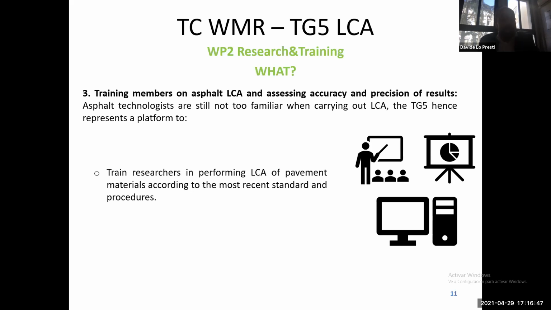I think that this type of exercise is really starting to provide training for those asphalt technologists that are approaching exercises with life cycle assessment for the first time. So we provided already a template that we spent some time to do. And again, today, I hope that any doubts can be clarified.